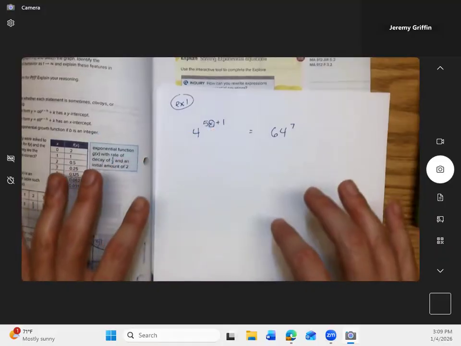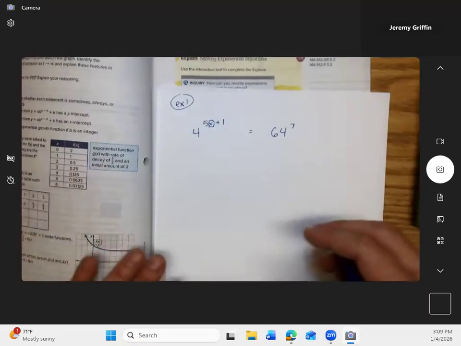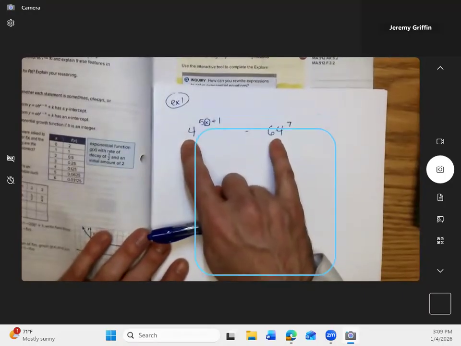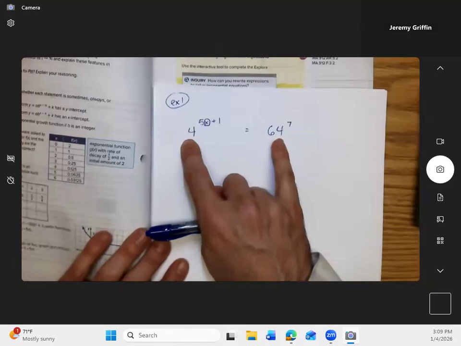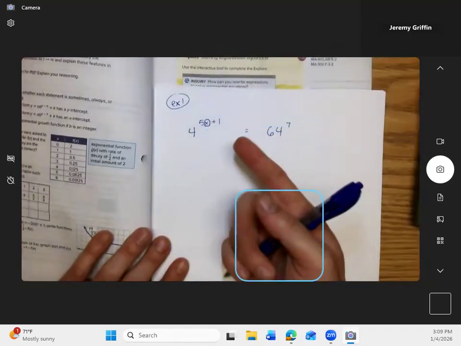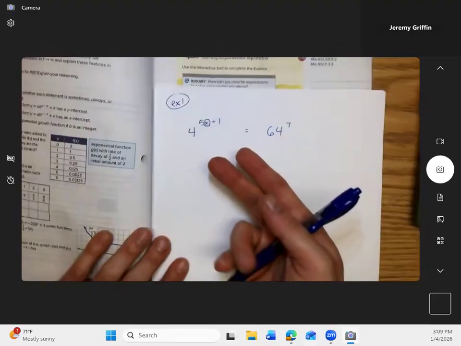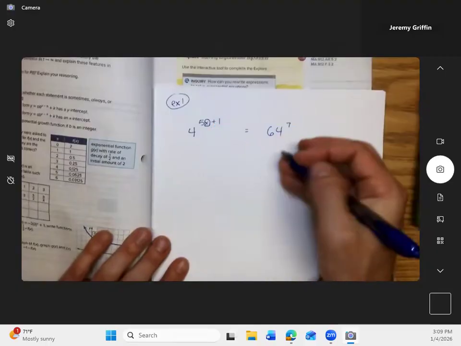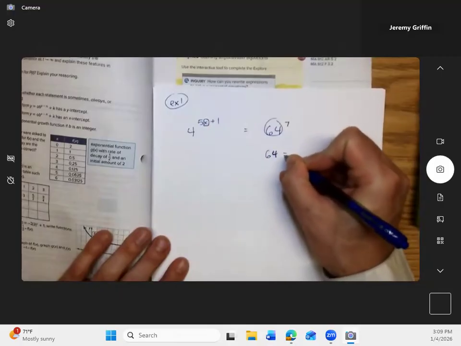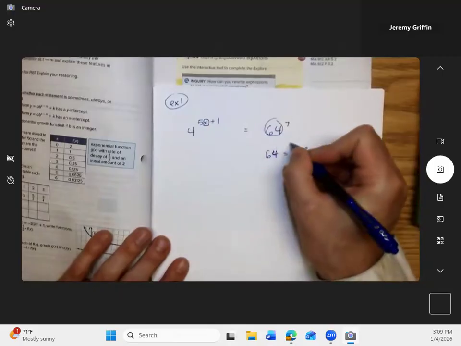But just for this module, while we're still in module 7, your book wants you to use a little bit different creative way. So compare these bases, 4 and 64. Hey, 64 is related to 4. 64 is 4 to some power, isn't it? Like 4 times 4 is 16. 16 times 4 is 64. So I know that 64 itself is 4 times 4 times 4.